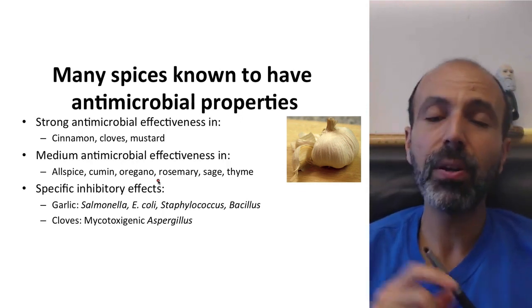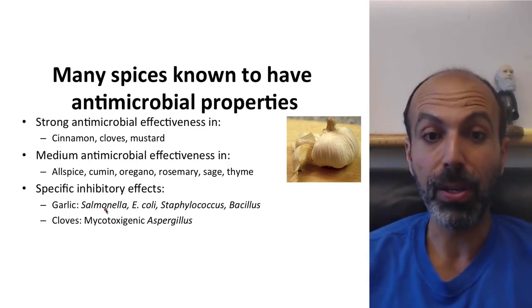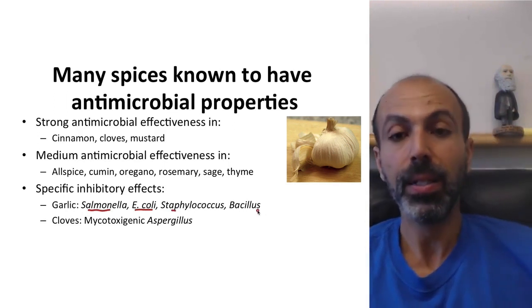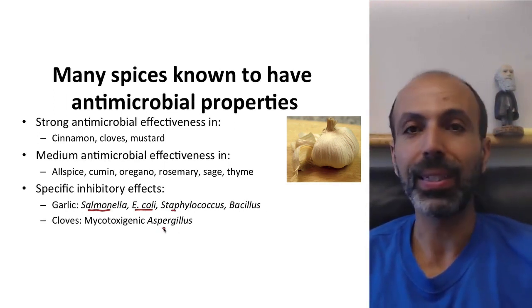And some inhibit very specific things, like garlic, for example, as I mentioned, inhibits salmonella, E. coli, staph, bacillus. Cloves inhibit aspergillus, and things like that.